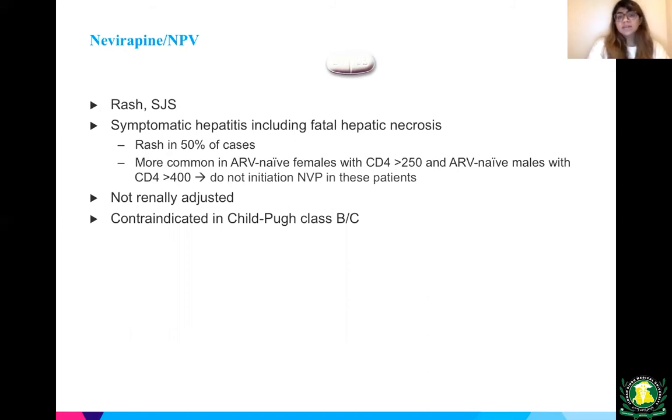Symptomatic hepatitis, including fatal hepatic necrosis, can happen, and there's a rash in 50% of those cases. And interestingly enough, it's common in females that have not been exposed to antiretrovirals, so ARV naive females with a CD4 count greater than 250, and then in ARV naive males with a CD4 count greater than 400. So those you do not want to initiate nevirapine on because they are more susceptible to this side effect. You don't renally adjust it, and it is contraindicated in liver disease.